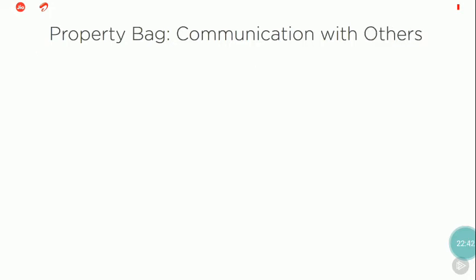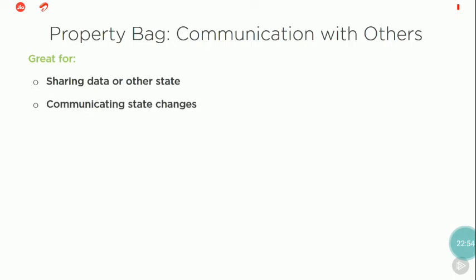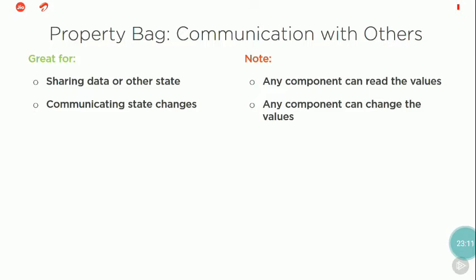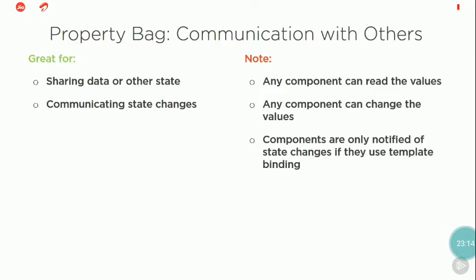We can also use a property bag service as a mechanism for components to communicate amongst themselves. It provides an easy way for a set of components to share property values. And if the properties are bound in a template, Angular's built-in change detection automatically communicates state changes and updates the views accordingly. We'll talk more about change detection in the next module. And again, note that any component that has access to the service can read or change any property. Also, components are only notified of state changes if the properties are bound in the template. We'll look at generating explicit change notifications from our services later in this course.